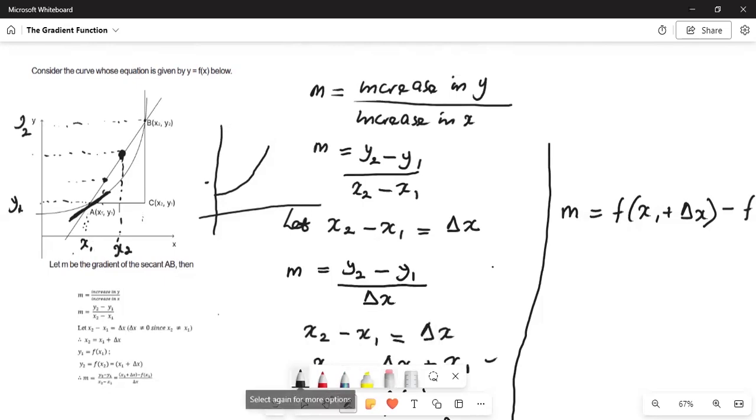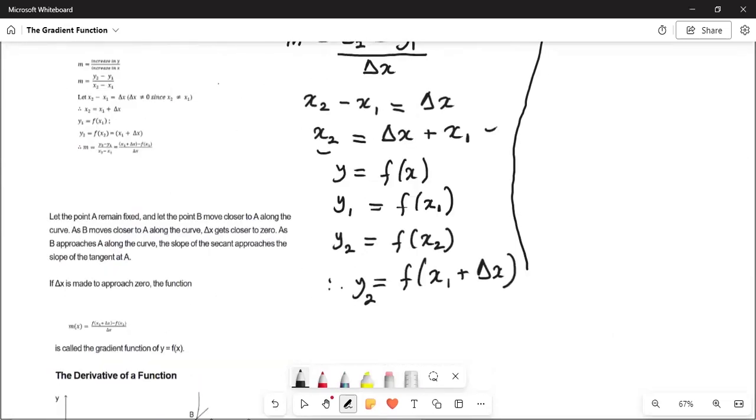So as we shift point B closer and closer to point A, it will come to a stage where delta S will become zero. That is, if we place point B on top of point A, then there's no more difference between S1 and S2 because both of them are now at the same position. So at that stage, delta S is zero. So as point B gets closer to point A, the gradient of the second line AB gets closer and closer to the gradient of the tangent at point A.